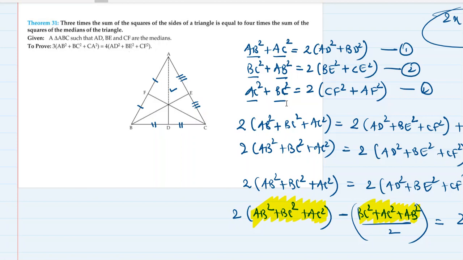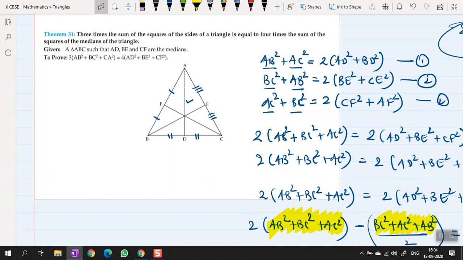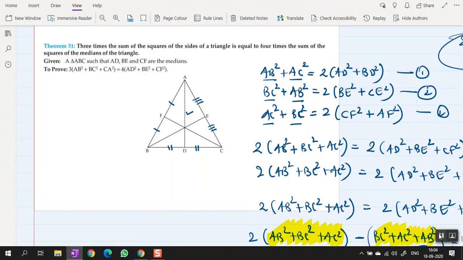Now one more video is remaining, that is involving the questions involving the applications of Pythagoras theorem, and there are many of these kinds of proofs there. Okay, so I'm going to stop this video over here and see you in the next video. Bye bye.